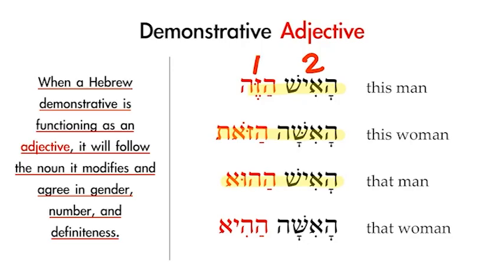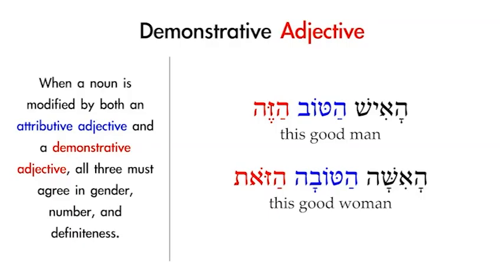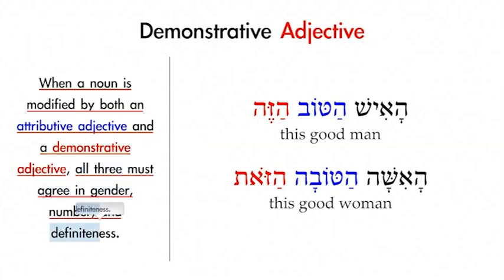Ha'ish hahu, literally the man, the that, but in English, that man. And finally, ha'isha hahi, that woman. When a demonstrative is functioning like an adjective, it will agree in gender, number, and definiteness with the noun that it's modifying, and it will follow that noun. What happens when a noun is modified by both an attributive adjective and a demonstrative adjective? Here's what happens. All three must agree in gender, number, and definiteness.